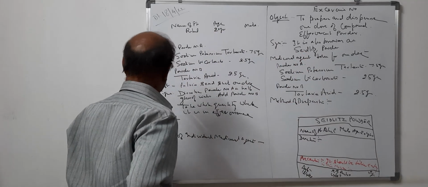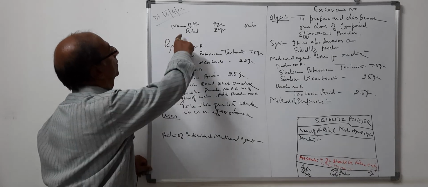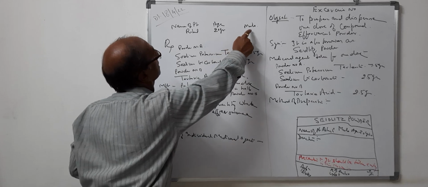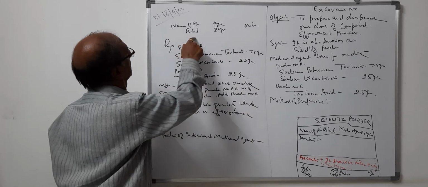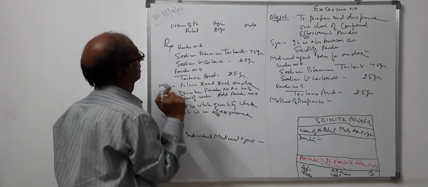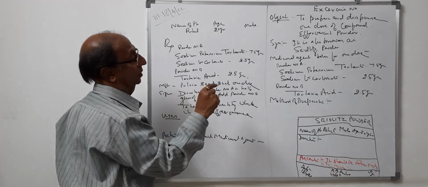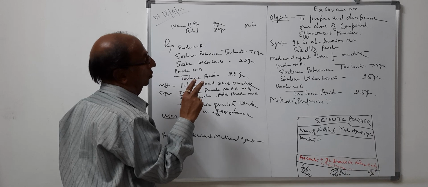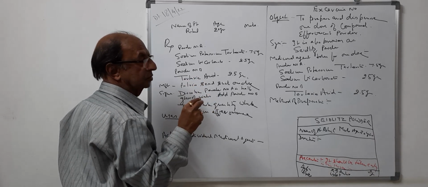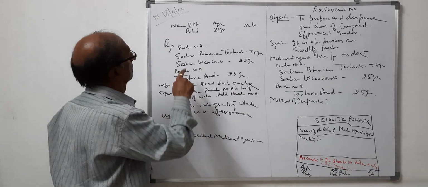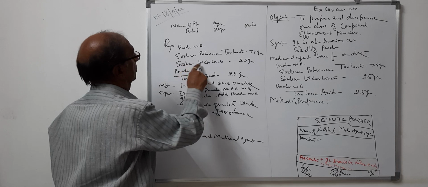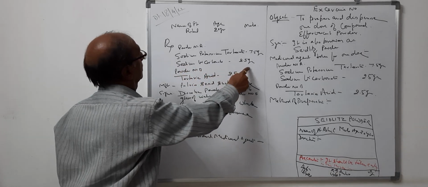In prescription, name of patient, date is 18th, age 20 years, male. I have given the name Rahul. Recipe, powder number 1. This particular preparation has got two powders, powder number A and powder number B, which should be packed separately. Sodium potassium tartrate 7.5 gram, sodium bicarbonate 2.5 gram.